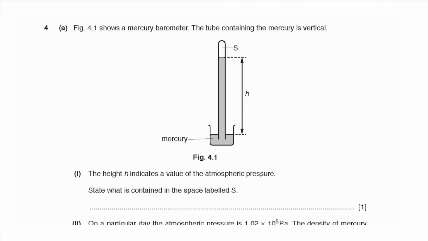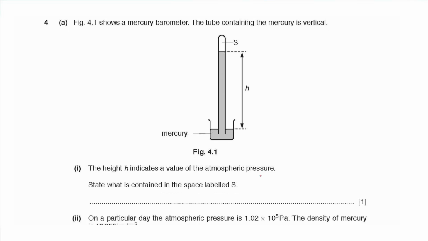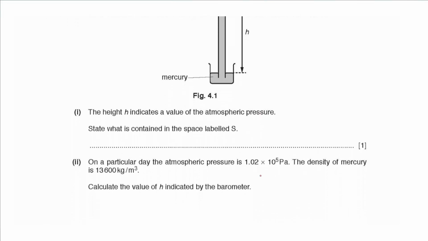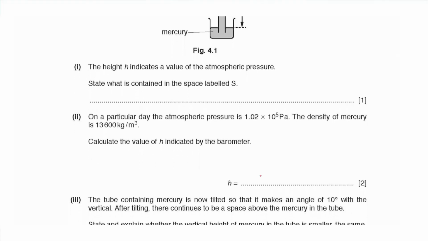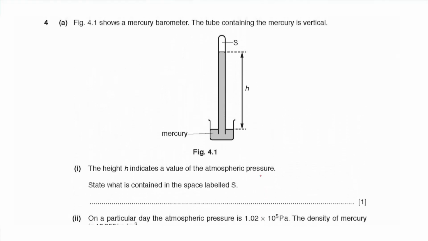Question 4 is about barometers, so you can skip this question for the new syllabus. Part A says figure 4.1 shows a mercury barometer. The tube containing the mercury is vertical. The height h indicates a value for the atmospheric pressure. State what is contained in the space labeled S above the mercury in the tube.